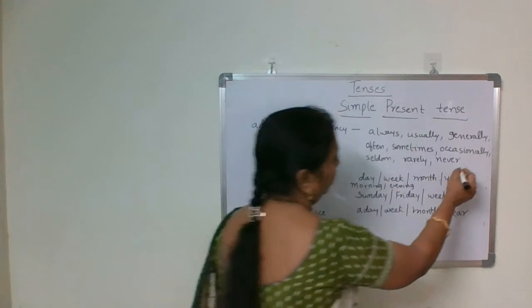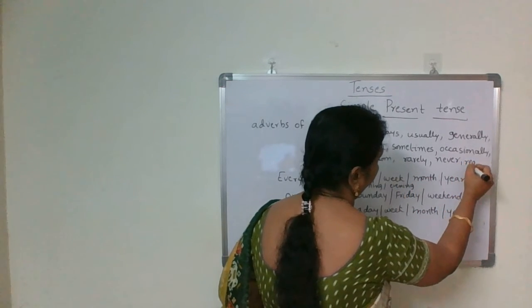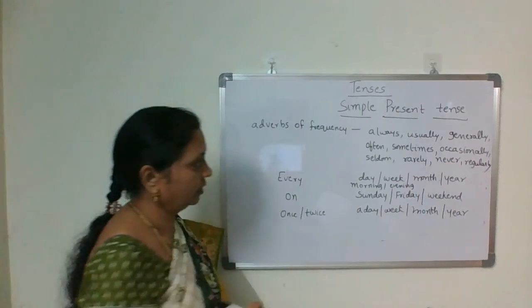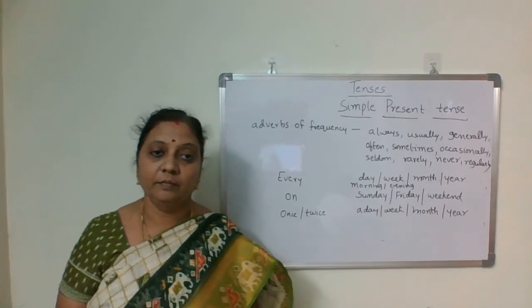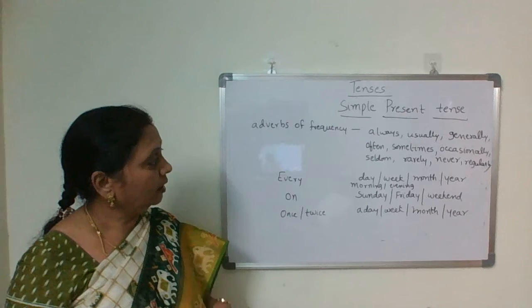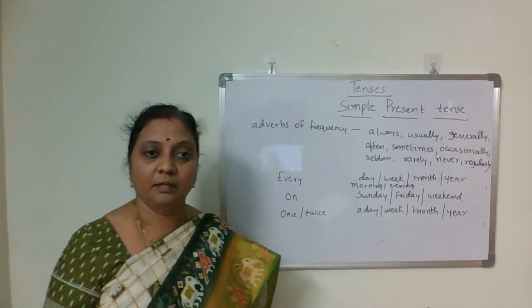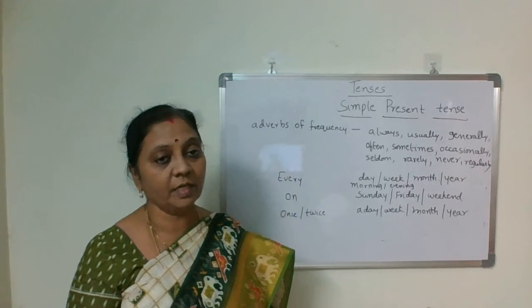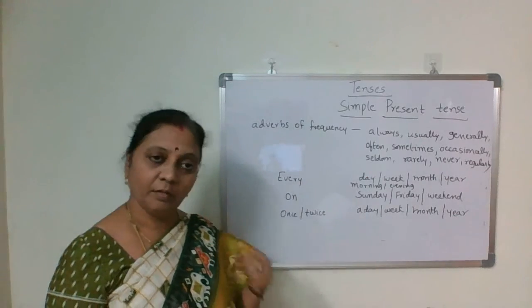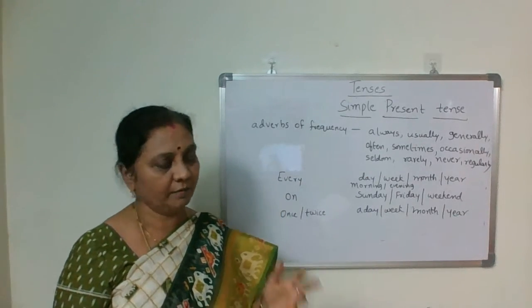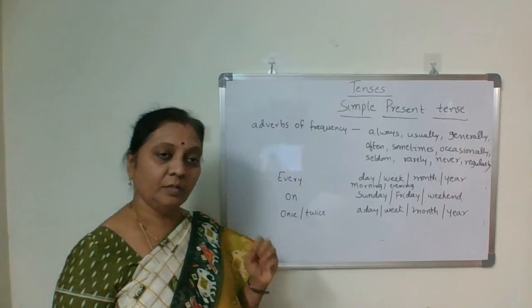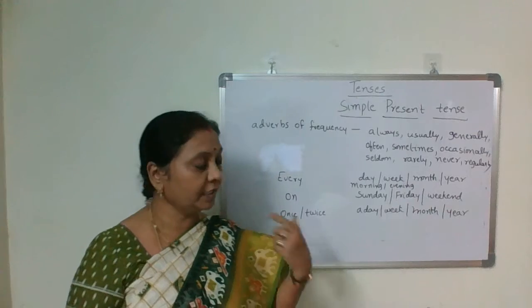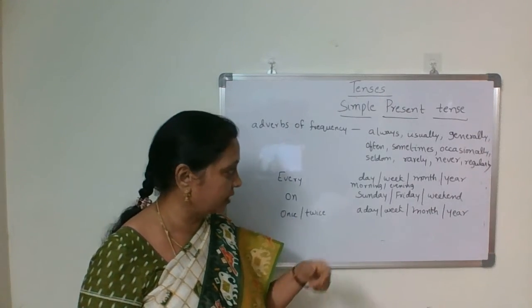In this, you can add even regularly also. Regularly, usually. He always comes first. Okay, always means every time he does that. So which action he does repeatedly, and every time if he does, we use always.